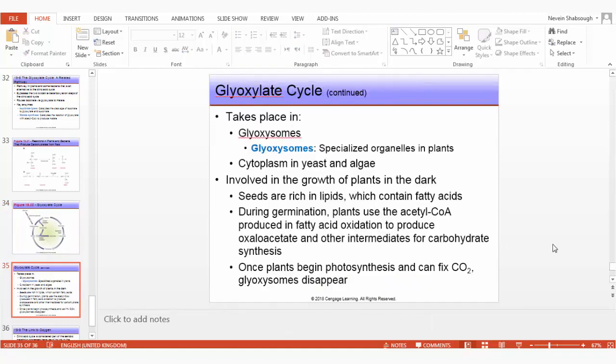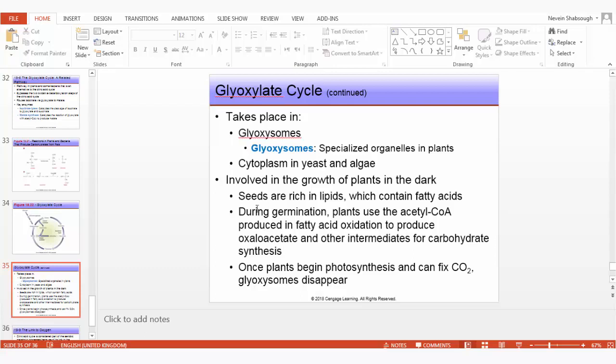Now, where does this cycle occur? It takes place in glyoxysomes. These are specialized organelles in plants. It is very important in germinating seeds. It occurs in glyoxysomes and cytoplasm in yeast and algae, involved in the growth of plants in the dark. Now, the fatty acids stored in the seeds are broken down for energy during germination. Now, the fatty acids give rise to acetyl-CoA, which can enter into the citric acid cycle and release energy in the ways we have already seen.